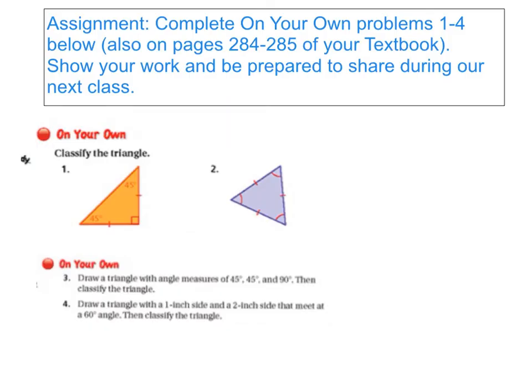Your assignment for this lesson is to complete the On Your Own problems 1 through 4 below. They're also on pages 284 and 285 of your textbook. Show your work and be prepared to share during our next class.